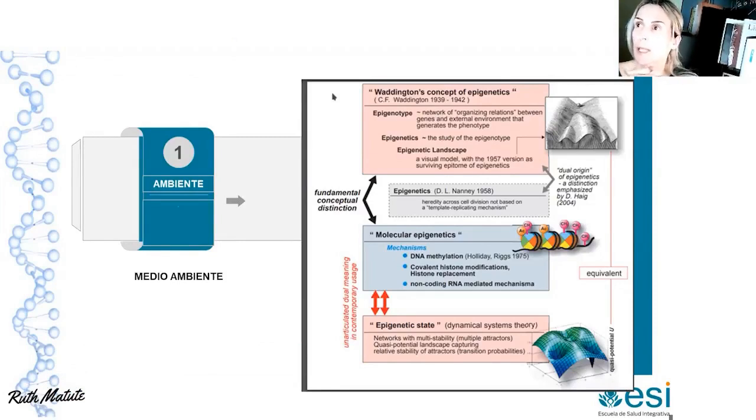It was introduced by Waddington in 1942, referring to any environmental factor that was responsible for generating different phenotypes from the same genotypes. He called them epiphenotypes, in contrast to molecular epigenetics, the science studying molecular mechanisms regulating gene expression without genomic changes.